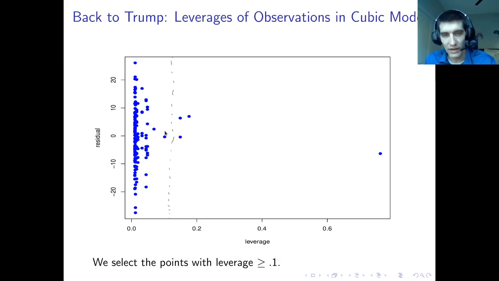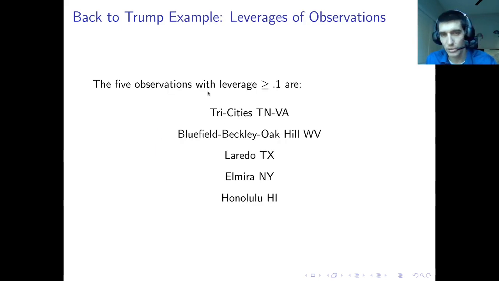So there's actually 5, not 4. I guess 0.1 actually captures this point. So the 5 observations with leverage larger than 0.1 are the following: a metropolitan area in West Virginia, Texas, New York, and Hawaii. It makes sense that Hawaii would have some unique behavior. I've been told that there is actually a NASCAR racetrack in this region, so it makes sense to me that it has some odd behavior.